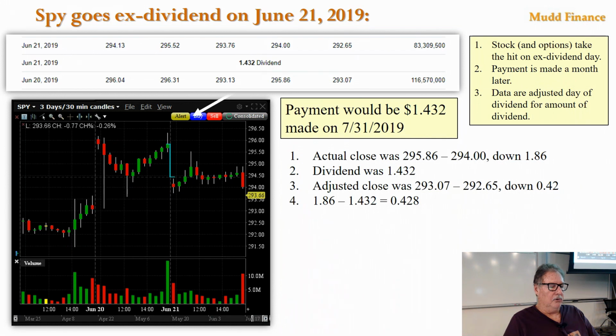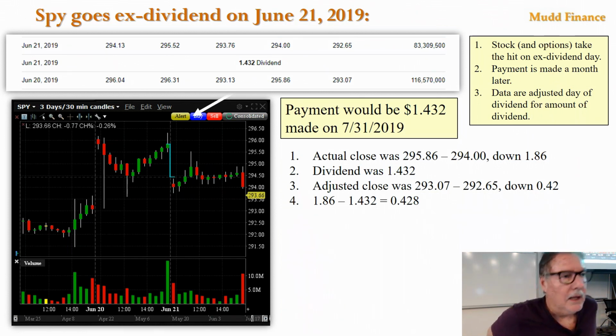Now, the close on the day before was $295.86. The next day, it opened at $294, down $1.86. The dividend to be paid was $1.432, so the drop was about the same as the dividend. Now, the payment itself for the dividend was made not 1 month, but 1 month and 10 days later, on July 31st, 2019. So this kind of dynamic plays out a little bit on dividends.